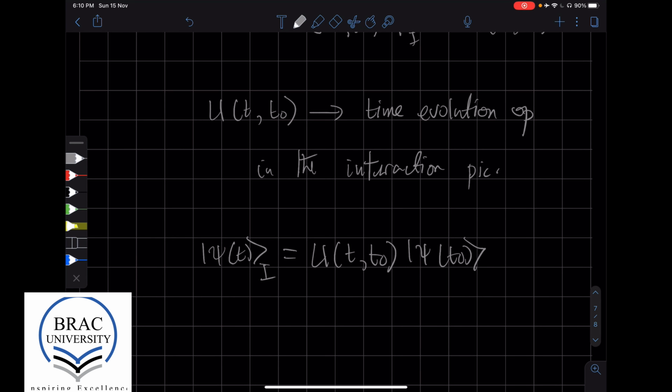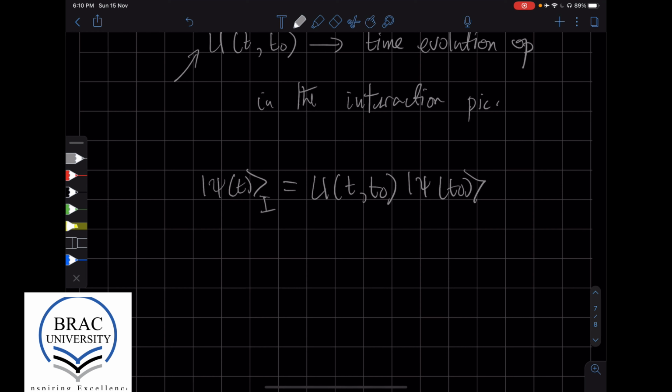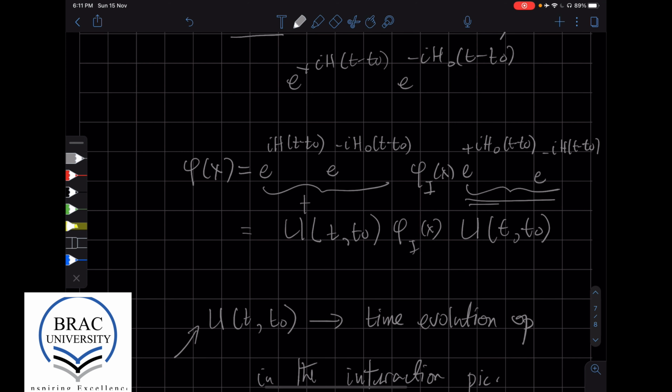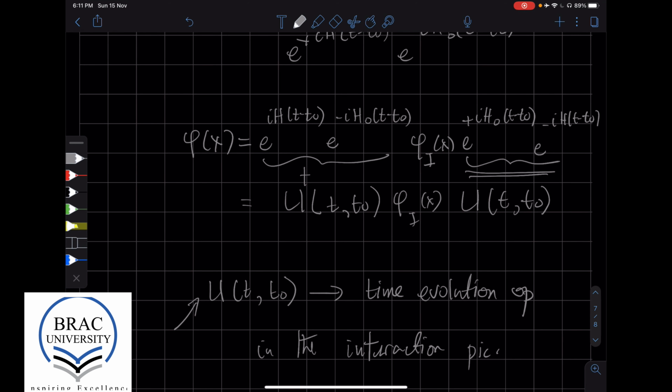So now we can derive an evolution equation for u. If I take u and take its derivative, so I have del u by del t, t by t0. If I look at the expression for u, let me just write it again over here. U(t, t0) is e to the power i H0 (t minus t0) times e to the power minus i H (t minus t0).